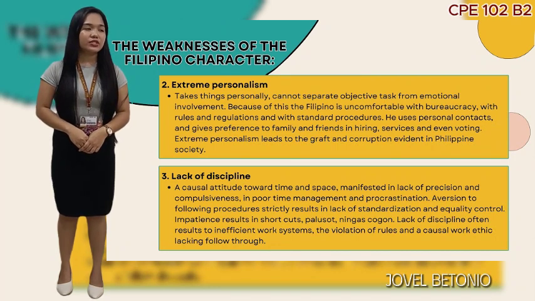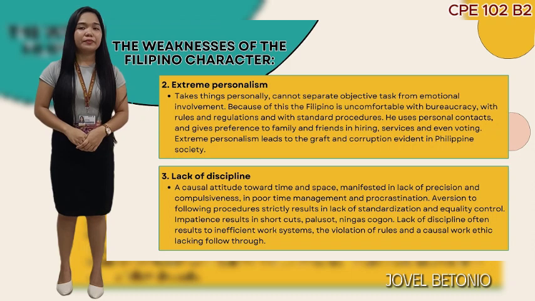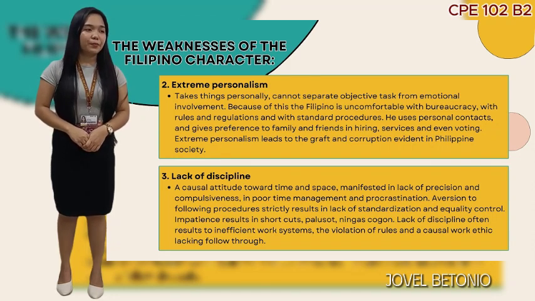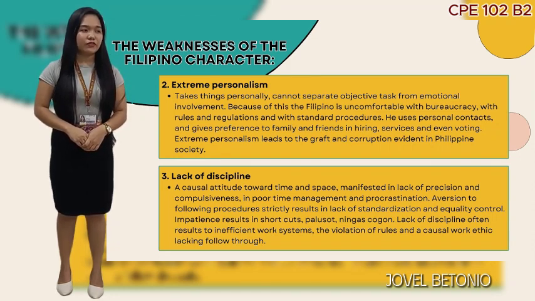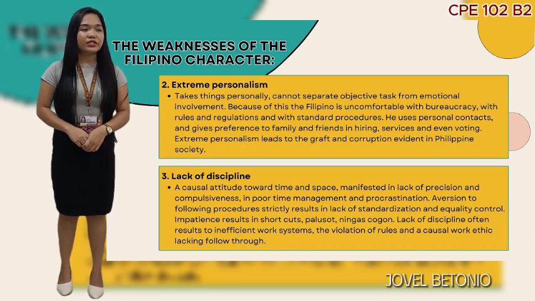Number 2. Extreme personalism. It takes things personally and cannot separate objective tasks from emotional involvement. Because of this, the Filipino is uncomfortable with bureaucracy, with rules and regulations, and with standard procedures. He uses personal contact and gives preference to family and friends in hiring, services, and even voting. Extreme personalism leads to the graft and corruption evident in Philippine society.